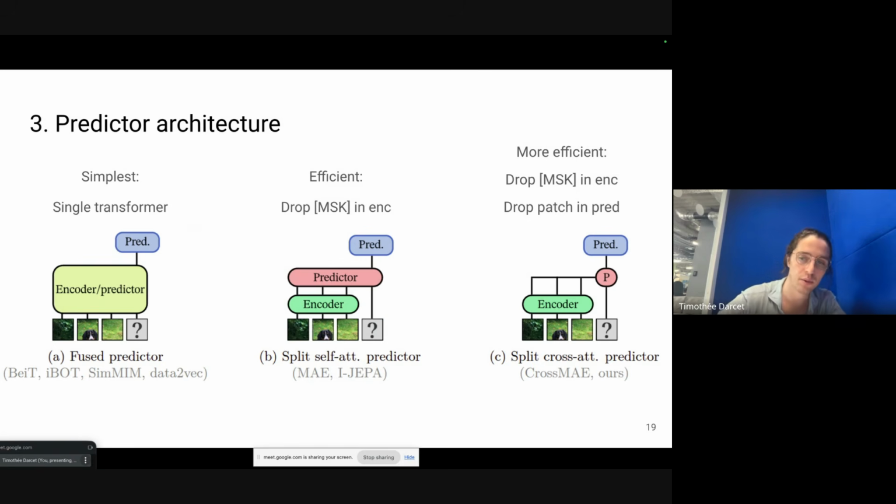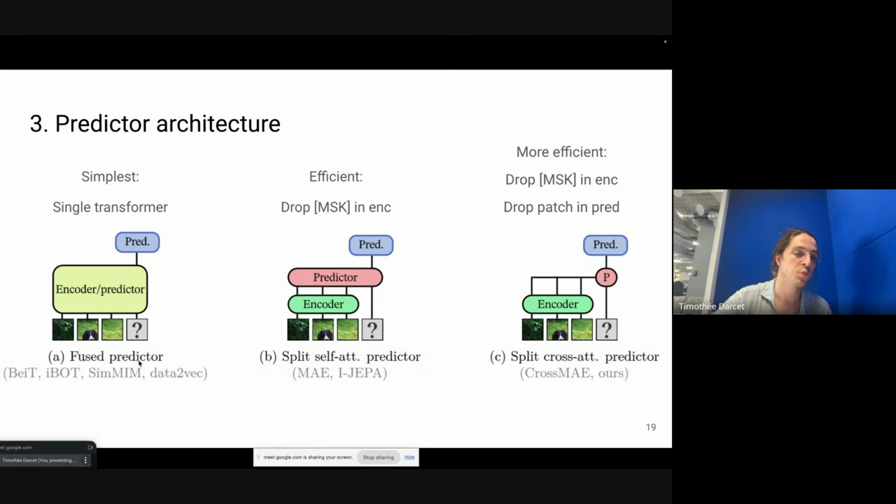Now, the last point in this whole build-your-own masked image modeling method that we've been doing is the predictor architecture. As I was saying, there are actually some subtleties in the architecture of the predictor. Multiple methods use different things. It might seem trivial, almost a hyperparameter, but it actually makes a lot of difference in how well the method works. What do I mean by architecture?